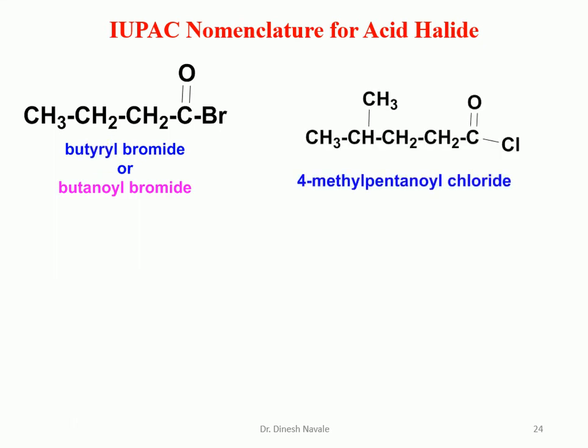Next, carbon number 1 should be started from the carbonyl carbon. So it is carbon 1, 2, 3, 4, 5. For 5 carbon atoms, pentane. The E will be replaced by oyl halide. So it is chlorine to chloride. So it is pentanoyl chloride. And methyl is a substituent at carbon number 4. So it is 4-methyl pentanoyl chloride. This will be the IUPAC nomenclature for the acid halide.